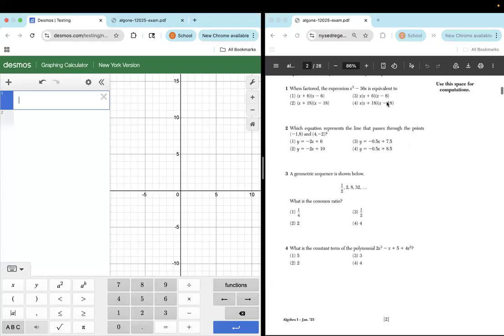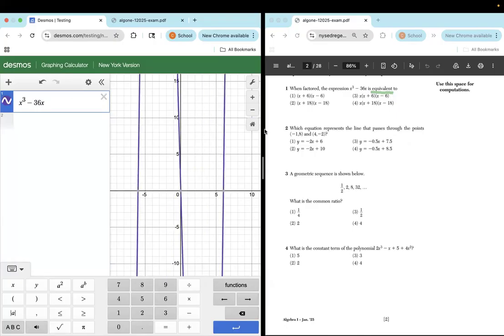Okay, let's begin with number one. When factored, the expression x to the third power minus 36x is equivalent to. Whenever we see this word equivalent, there's a strategy we can use with the graphing calculator. So we're going to type in the expression that is in the question, and we're basically looking for whichever answer choice is equivalent to this.